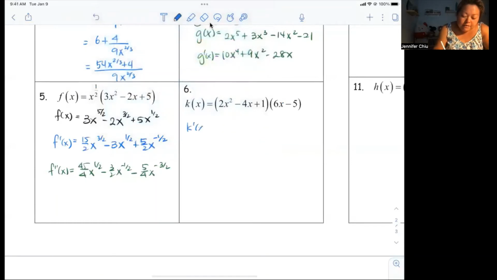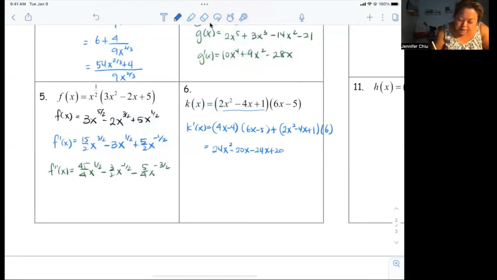All right, I am going to go ahead and use product rule with the next one again. So k prime of x equals, taking the derivative first, that gives me 4x minus 4. Keep the second one, 6x minus 5 plus 2x squared minus 4x plus 1 times 6. Okay. All right, go ahead and multiply this out. You get 24x squared minus 20x minus 24x plus 20 plus 12x squared minus 24x plus 6.